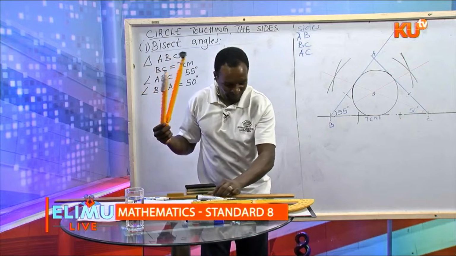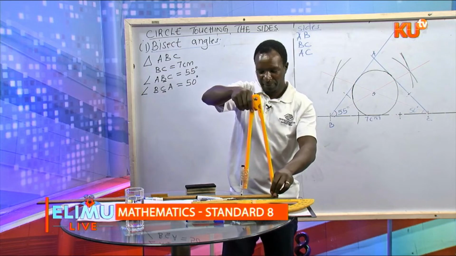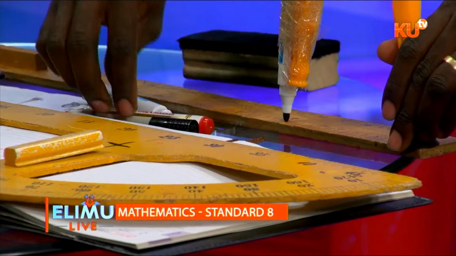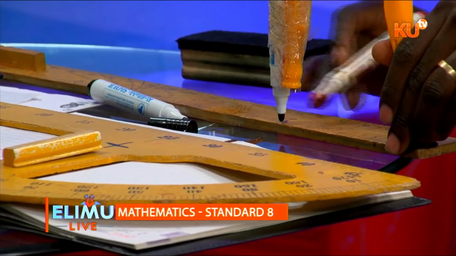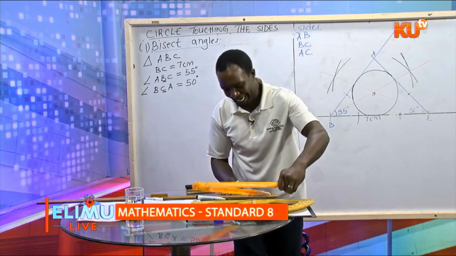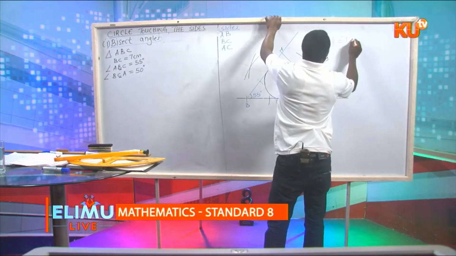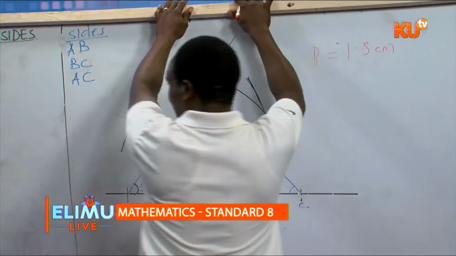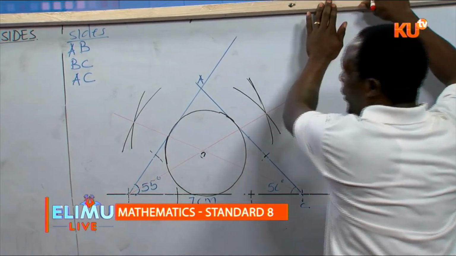Come to the ruler, from 0, measure. And then you'll get your measurement. Mine is giving me 1.8. Our radius is 1.8 centimeters.